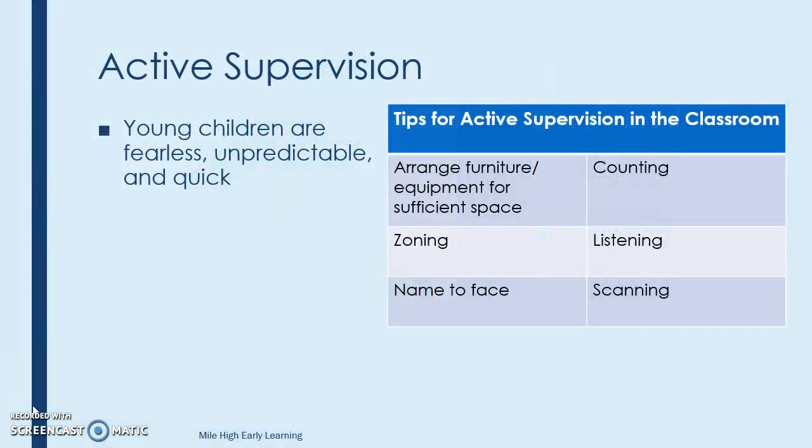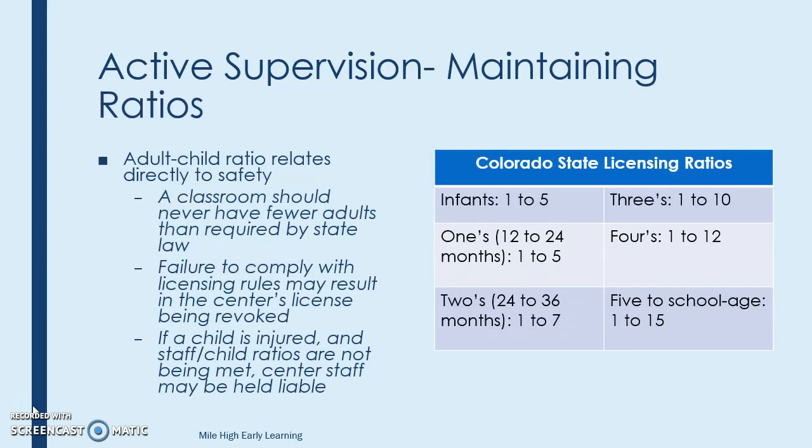We are going to talk about active supervision when we meet on Tuesday night, but it's really important for you to understand that young children are fearless, unpredictable, and quick. It is your job as an early childhood educator to keep young children safe, and you do this through active supervision. And you do this through the tips that are listed on this slide, but we are going to go over this on Tuesday night. One other way that you keep up with active supervision is by maintaining ratios. It's important for you to understand the ratios in regards to licensing, but also from your program, because sometimes they differ. A classroom should really never have fewer adults than required by the state law, and failure to comply with those may mean that licensing gets revoked.